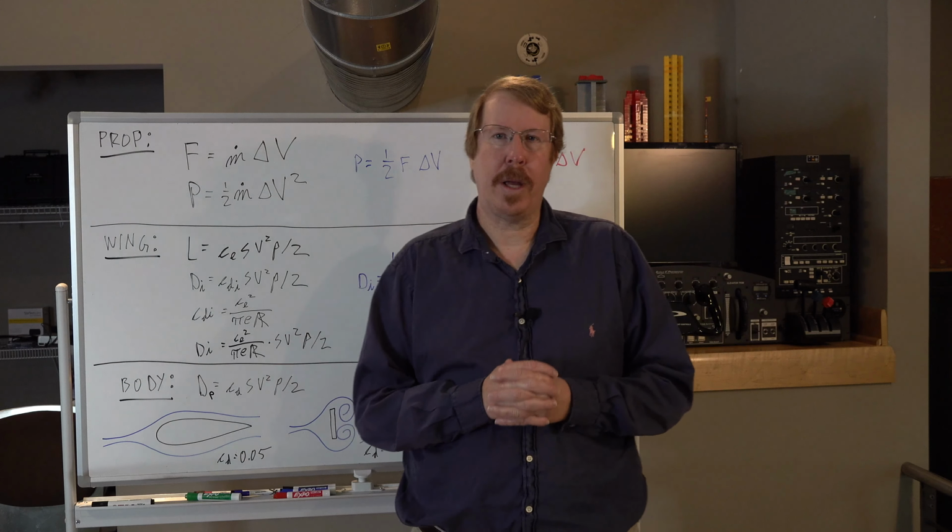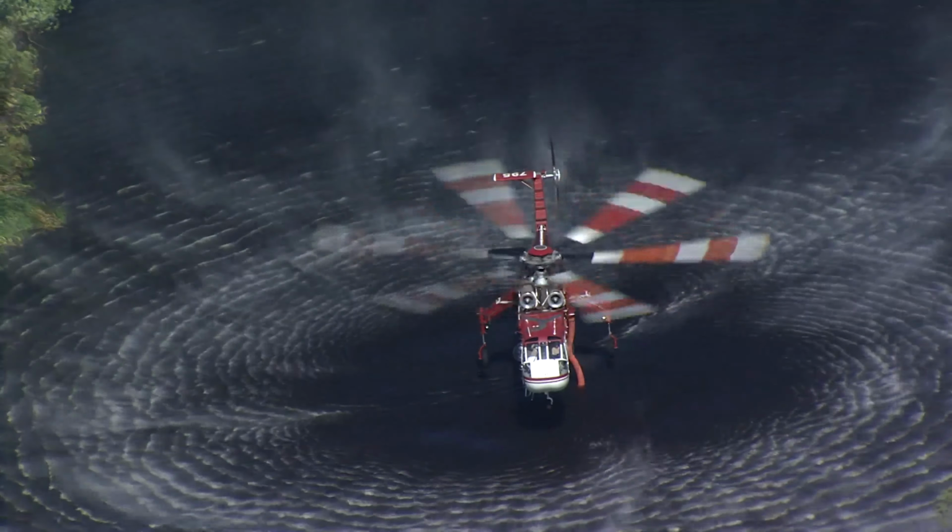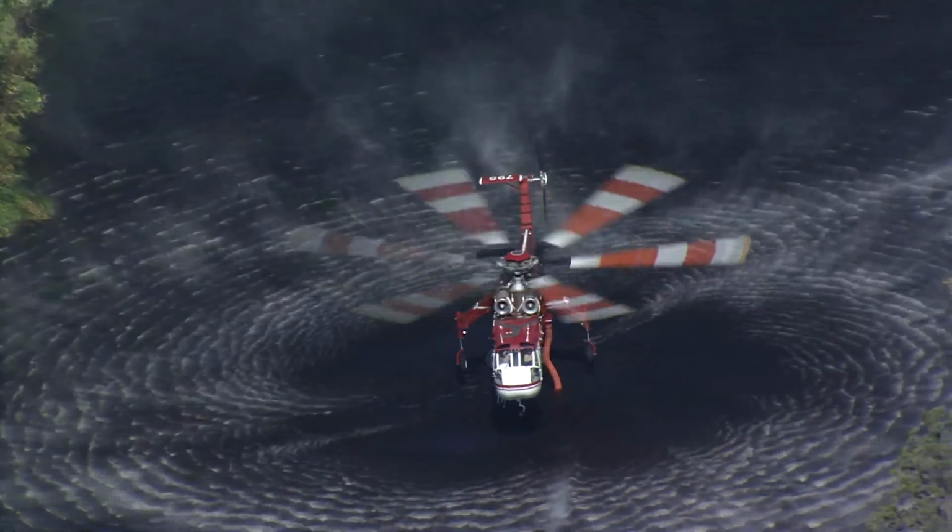Okay, so here's some airplanes that will illustrate the point. Here we have a helicopter hovering. Notice he has a fairly low delta V. His delta V is on the order of maybe 20 knots or something like that at the rotor disk. And he can hover for 2 hours or so, this helicopter.